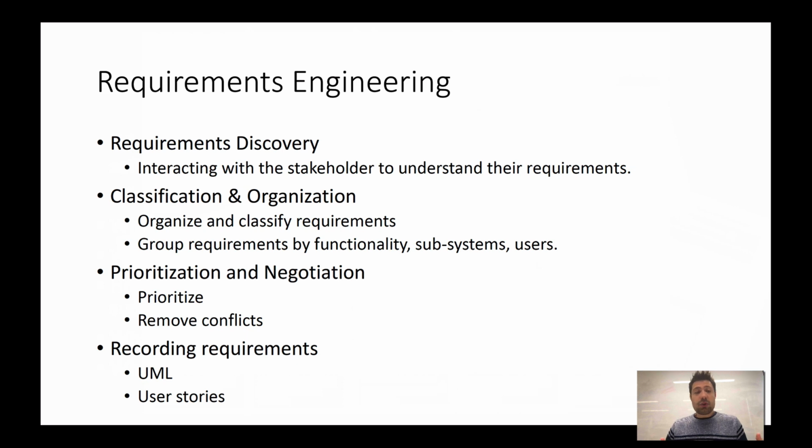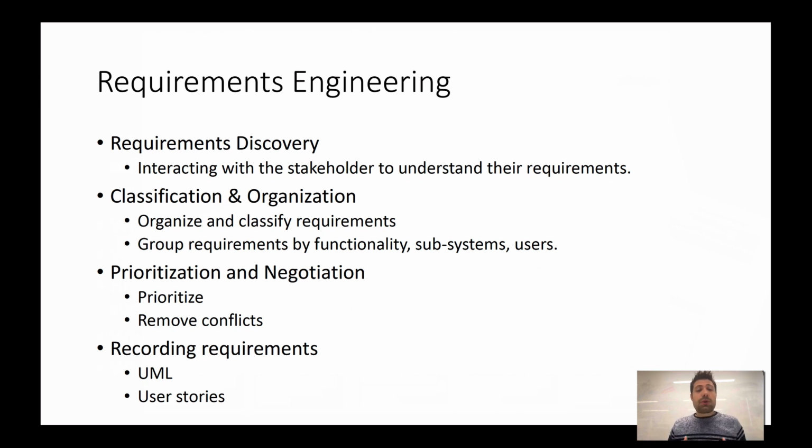Then at some point you just go back home, and you start to classify and organize those requirements, right? You're going to see that a few of them can be clustered together. Maybe you can call this a subsystem. You can cluster them by users, and you start to notice that users with role A in the system do these kinds of things, whereas users with role B do other things, right?